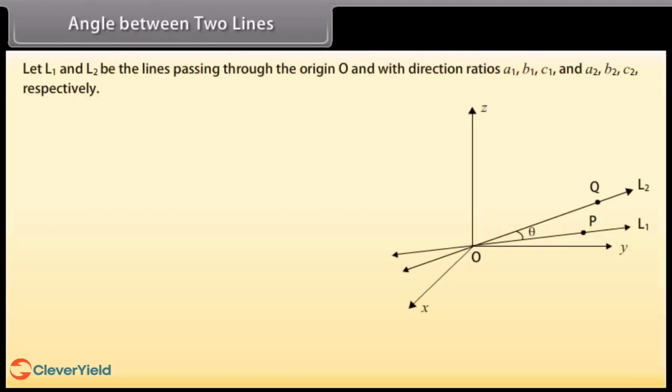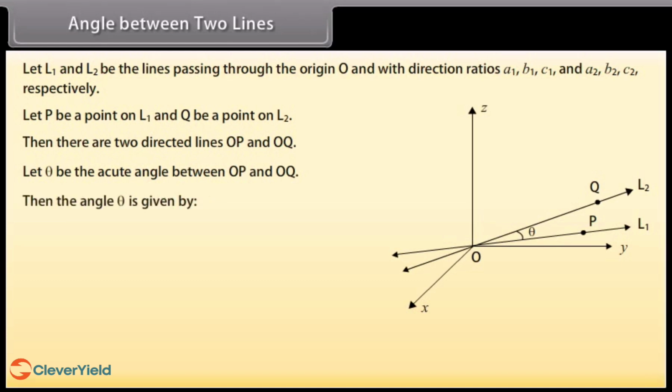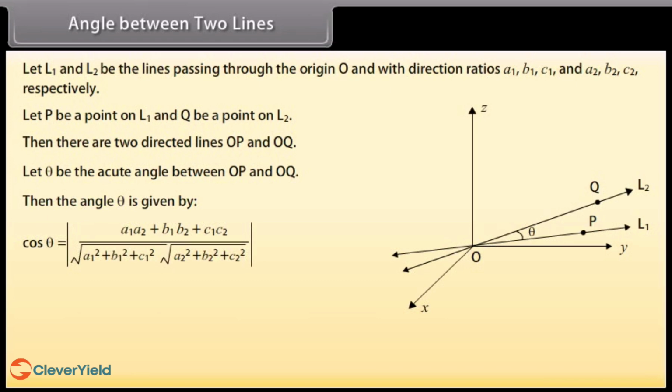Angle between two lines. Let L1 and L2 be the lines passing through the origin O and with direction ratios a1, b1, c1 and a2, b2, c2 respectively. Let P be a point on L1 and Q be a point on L2. Then there are two directed lines, OP and OQ. Let theta be the acute angle between OP and OQ. Then the angle theta is given by cos theta equals modulus of (a1a2 plus b1b2 plus c1c2) divided by square root of (a1 square plus b1 square plus c1 square) into square root of (a2 square plus b2 square plus c2 square).